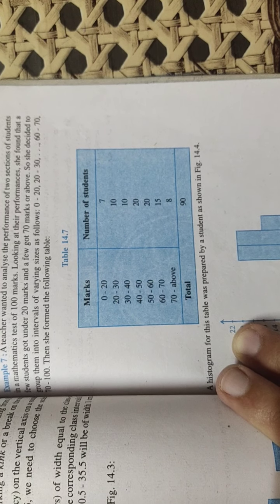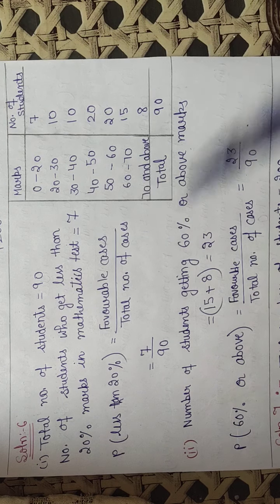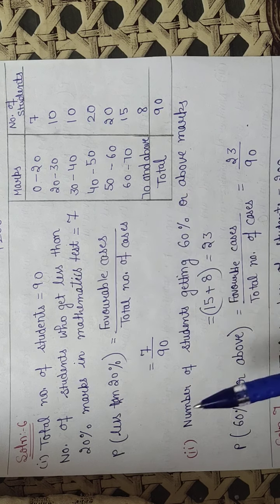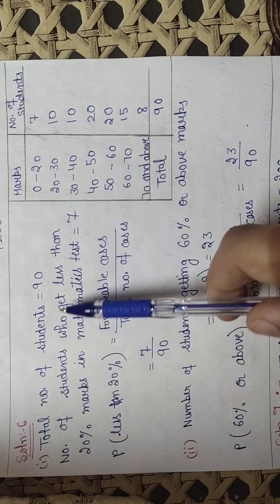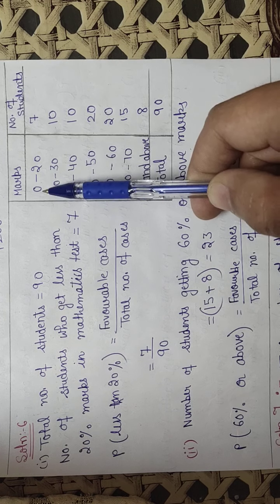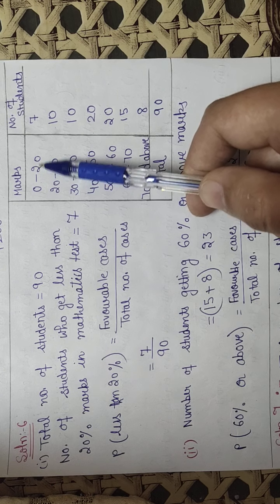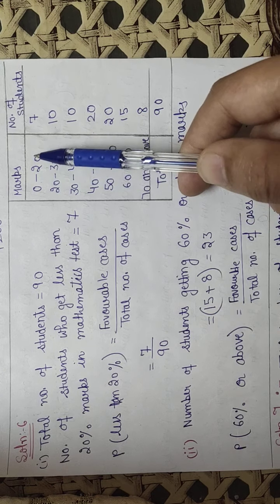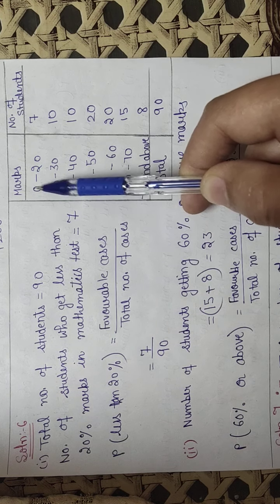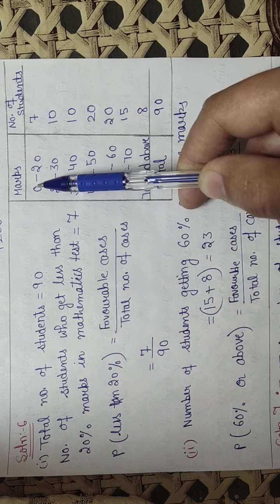Now we will do the solution of this question. So solution is here. This is the table. Now total number of students in a class are 90. In the first case you have to find the number of students who get less than 20% marks. So this is the first range, 0 to 20. 0 to 20 means you have to see the numbers starting from 0 up to 19. 20 is not included in this interval, 20 is included in the next interval. So lower limit is always included in the interval, upper limit is not included in that particular interval.